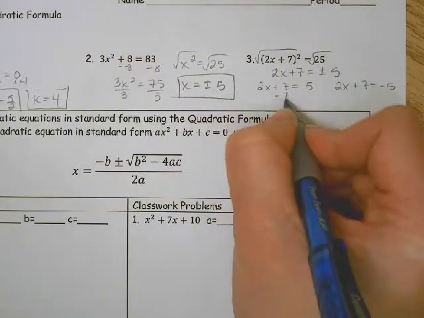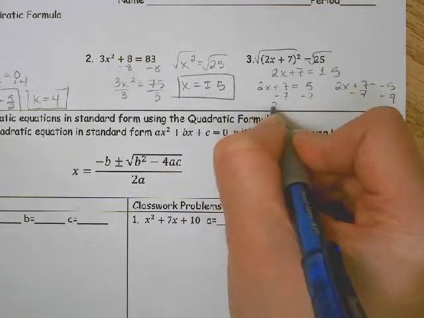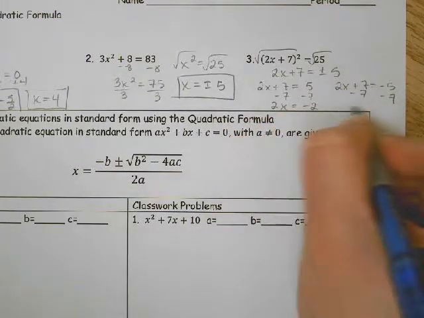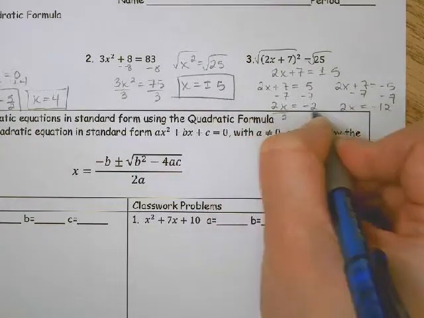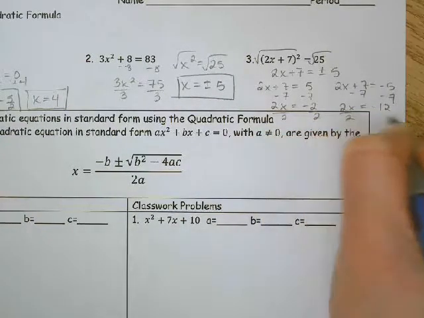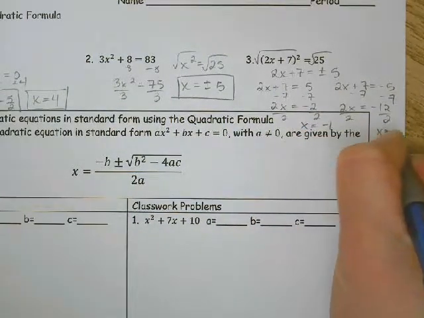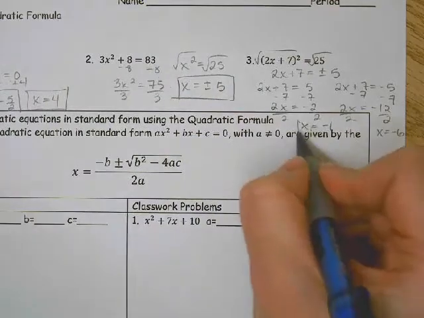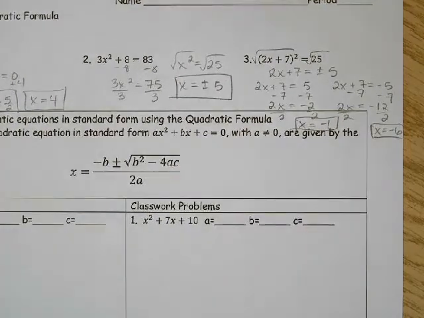Then we solve both of them by subtracting 7. So 2x equals negative 2. 2x equals negative 12. Divide by 2. So I have x equals negative 1 and x equals negative 6. Those are my two answers on that one. So that was what I was referring to having two answers.